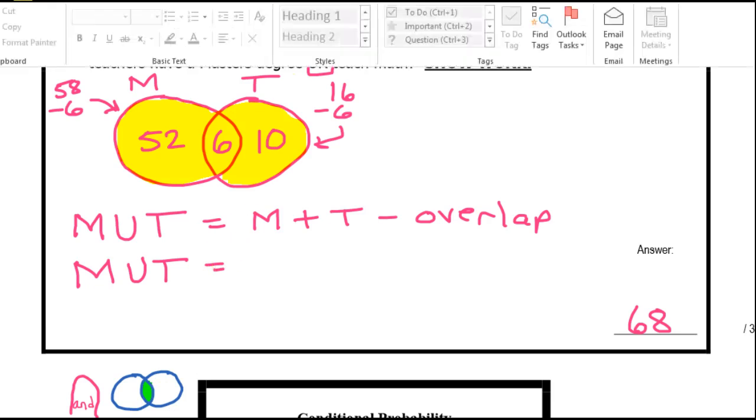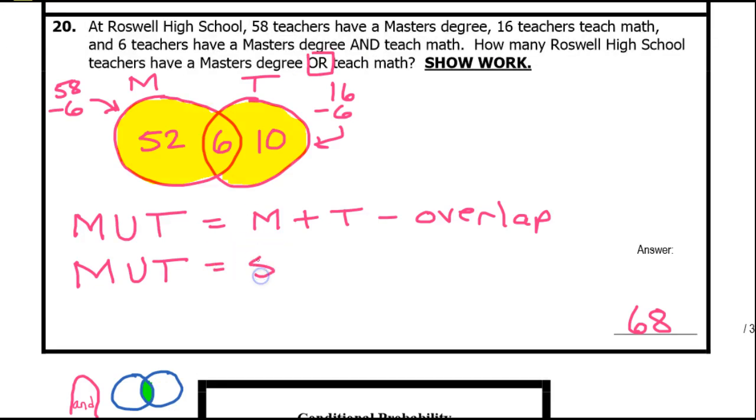58 plus 16 minus the overlap, which of course will be the 6 teachers who have a master's degree and teach math. So that's minus the overlap. And if you do 58 plus 16 minus 6, you will get 68. So that's the other way to do the problem.